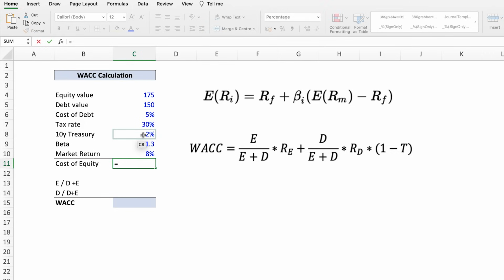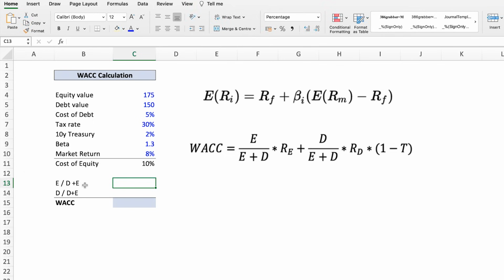So we're going to go equals, here it says the risk-free rate, so we'll take that, in this case that's the 10-year Treasury, like I said earlier, plus the beta, which is the 1.3, and then we're going to multiply that by, put in brackets here, the market return, the 8% here, minus the risk-free rate, which is the Treasury again. Then we're going to close that, and we get the 10% as the cost of equity.